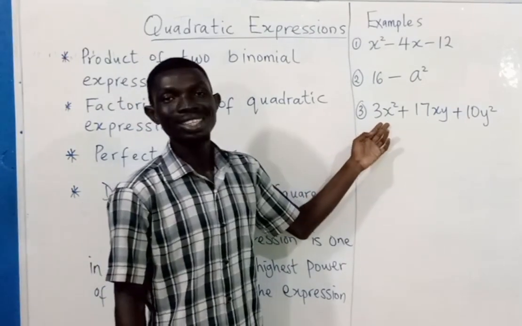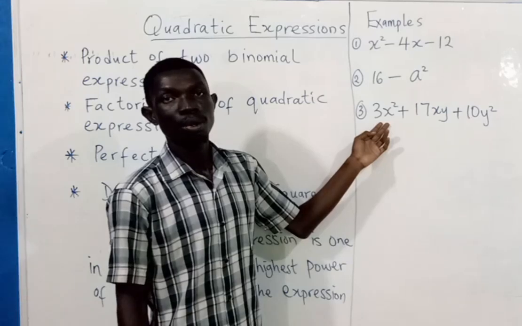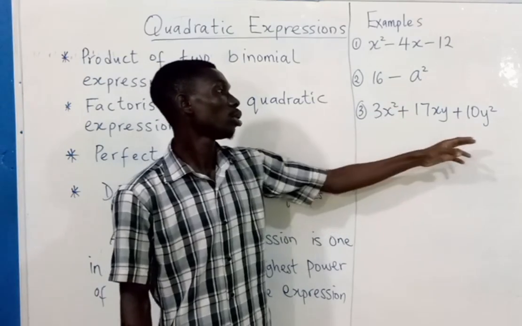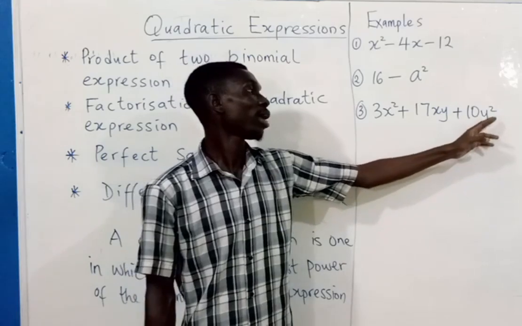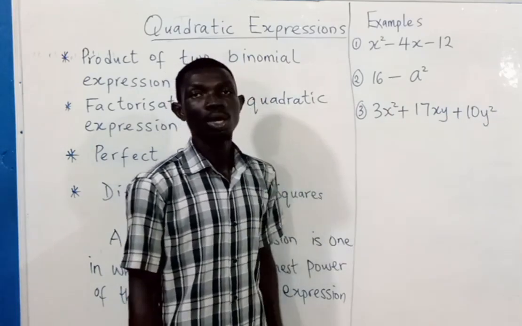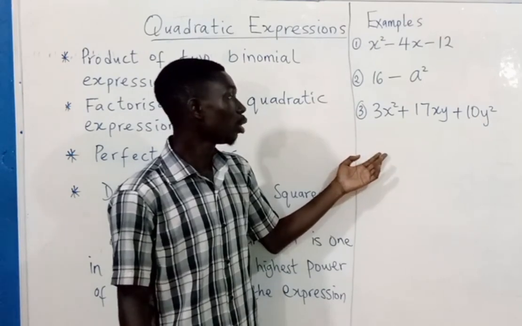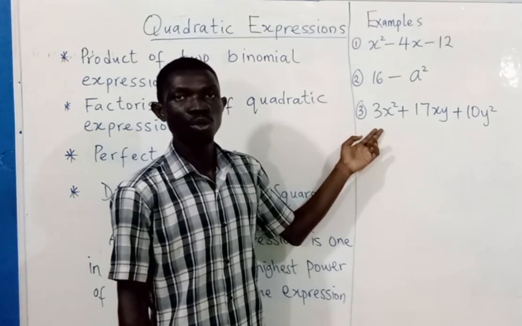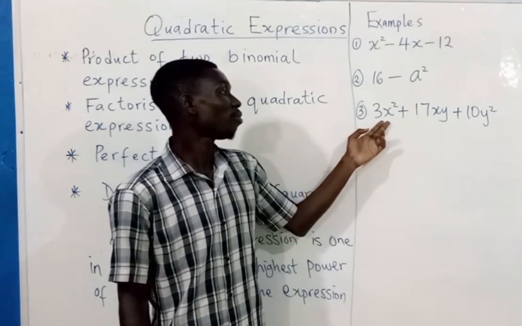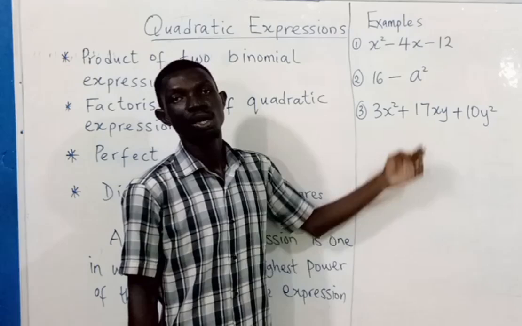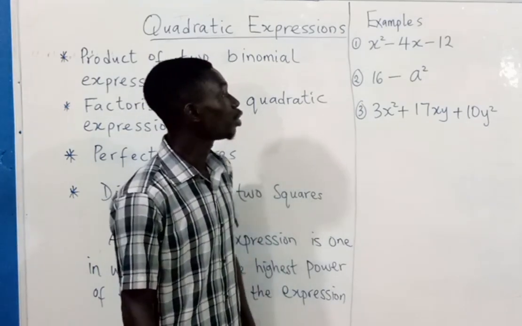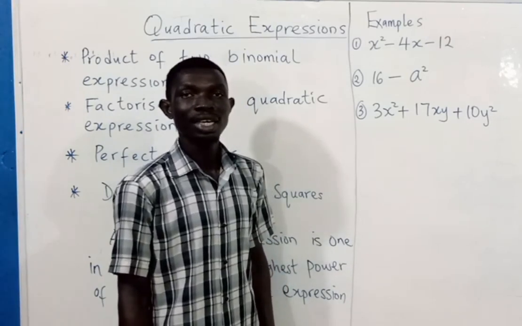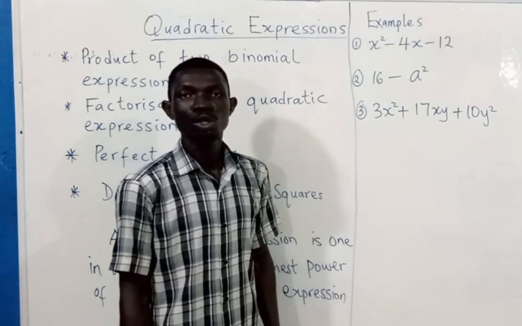Example 3 is another quadratic expression because the highest power of the variable is 2. You can see s squared there, y squared there. The highest power is 2, and so it's also a quadratic expression. But in this case, this is a quadratic expression in 2 variables, because we have a mix-up of variables s and y. So I believe with this video, you will be able to recognize a quadratic expression anytime you see them.